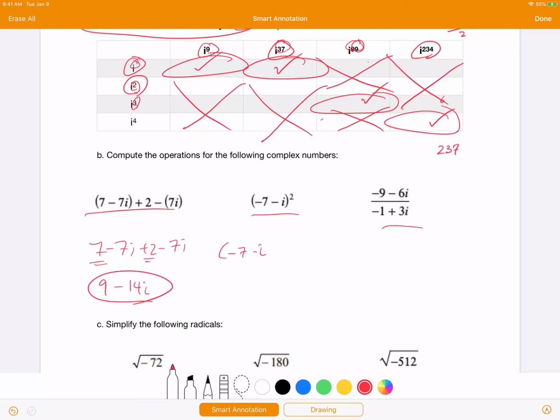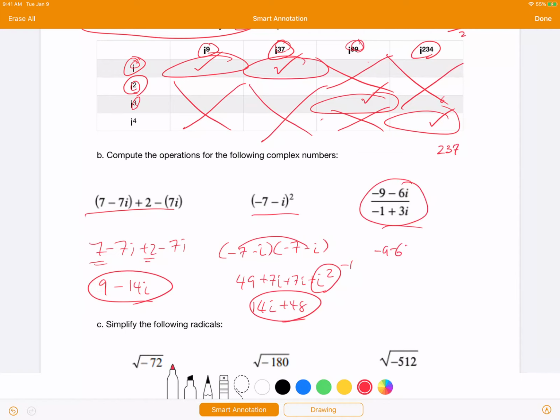This is -7 minus i times -7 minus i, which means 49, and then this would be plus 7i, and then plus i squared. So 14i, and this would become simply -1, so plus 48 is going to be the answer.